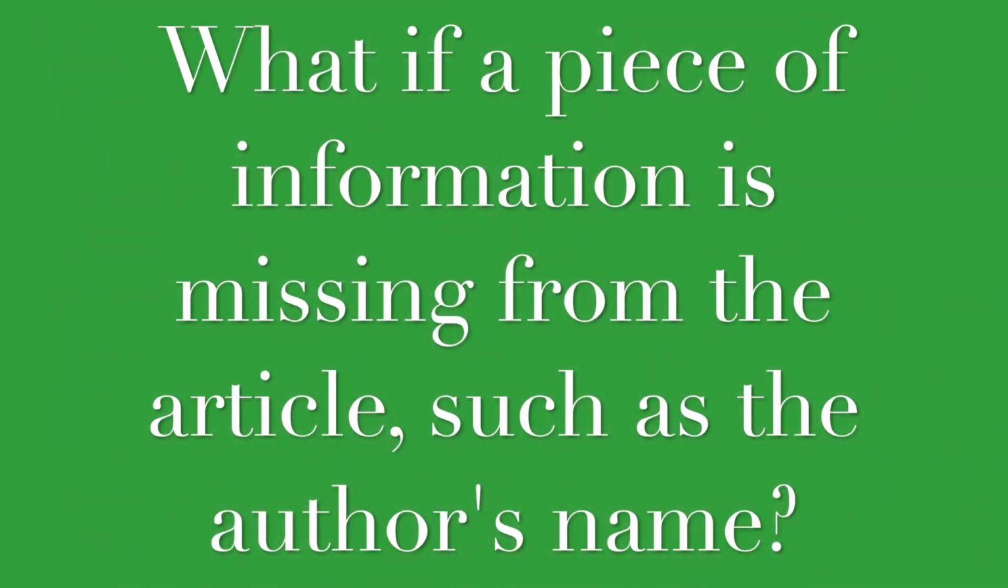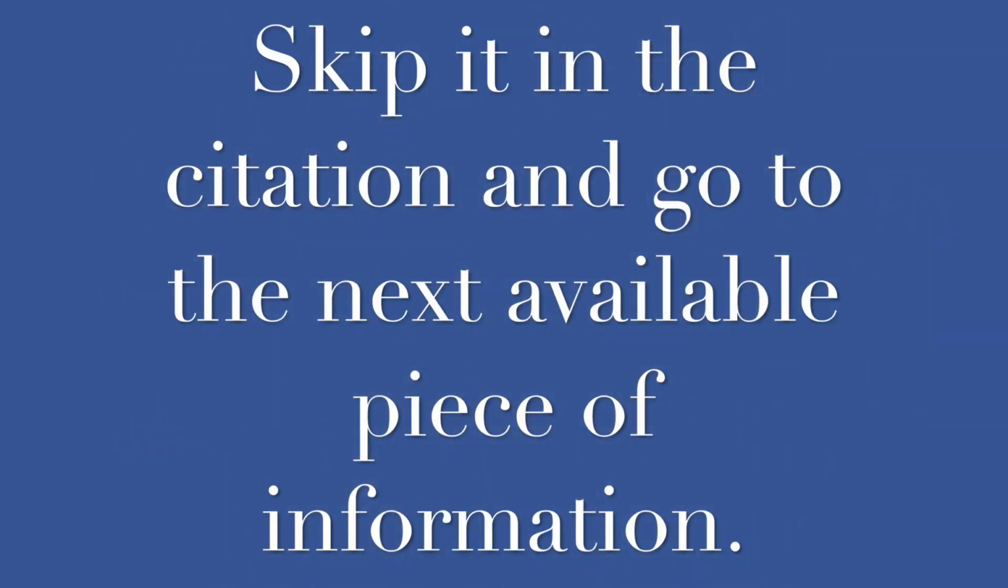One common question I often get is, what if a piece of information is missing from the article, such as the author's name? If that's your situation, then you are simply going to skip it in the citation and go to the next available piece of information.